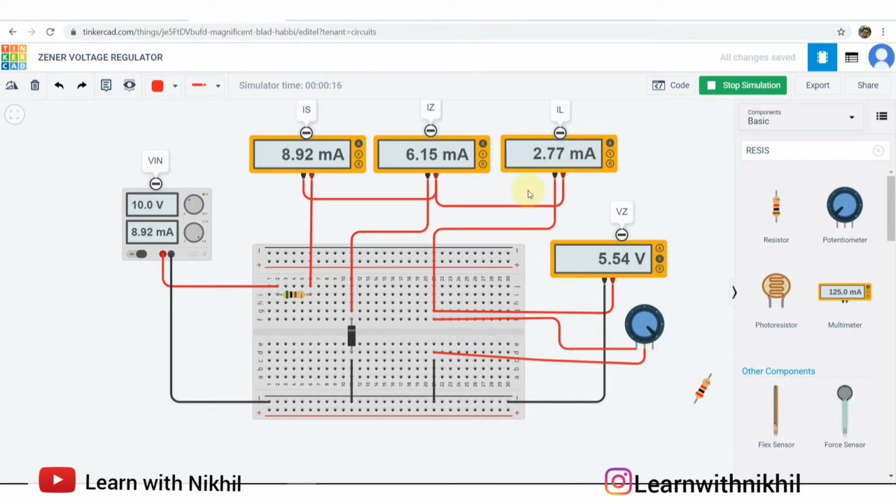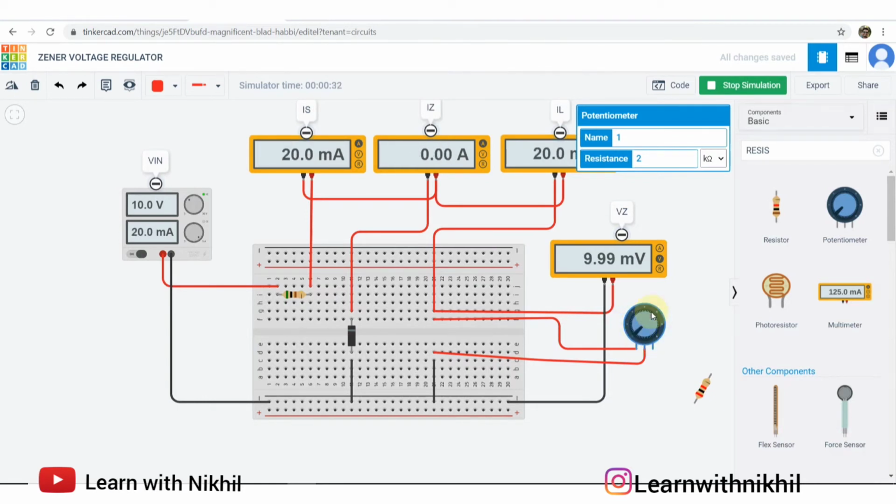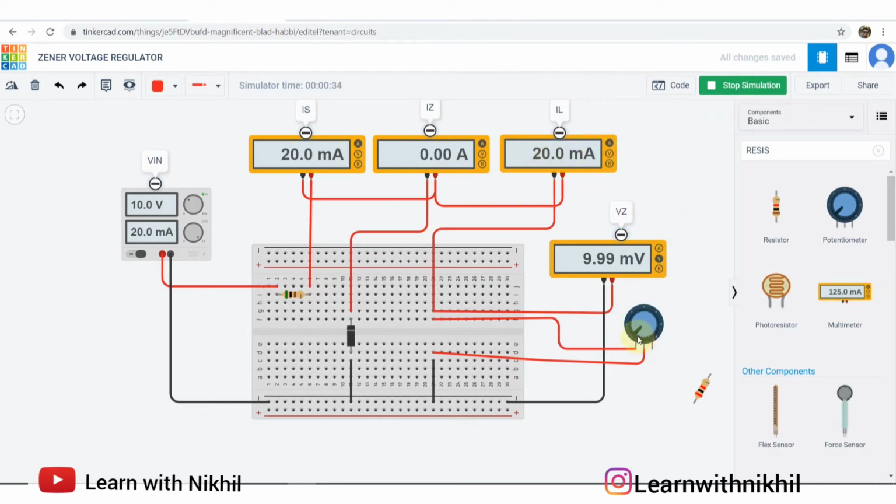Now this is the maximum side. This is 2.77 milliamperes. So this is how the resistance works. This is the maximum value of the resistance, so current is minimum. If I rotate this, this is the lowest side of the resistance, so this is the maximum current.